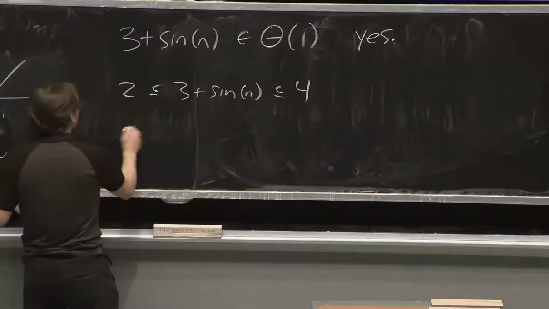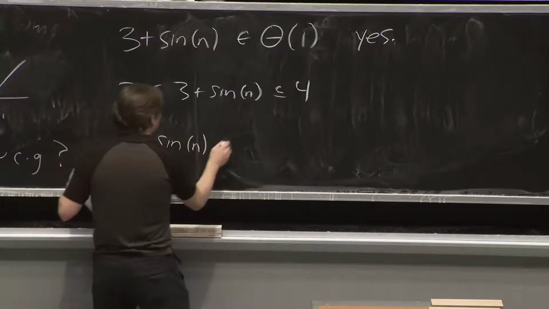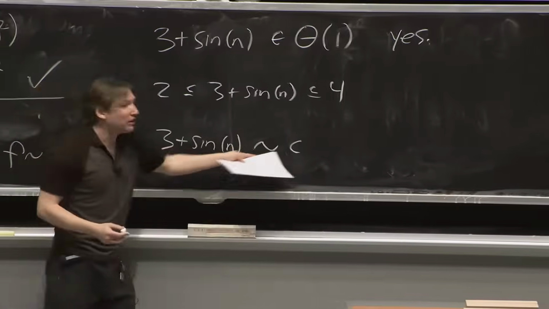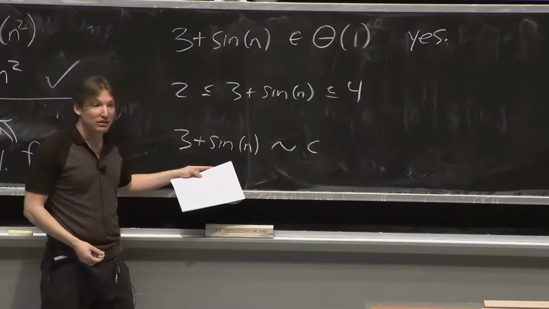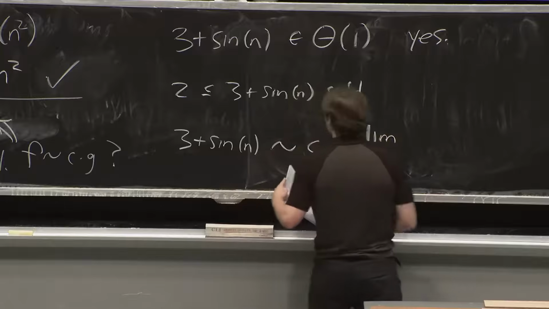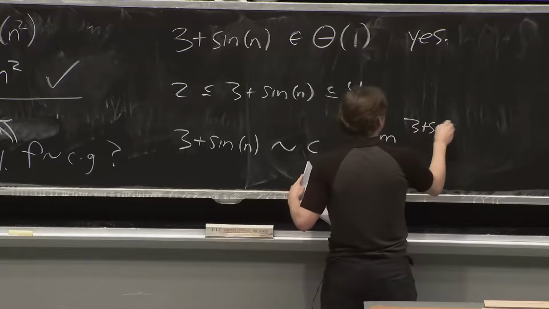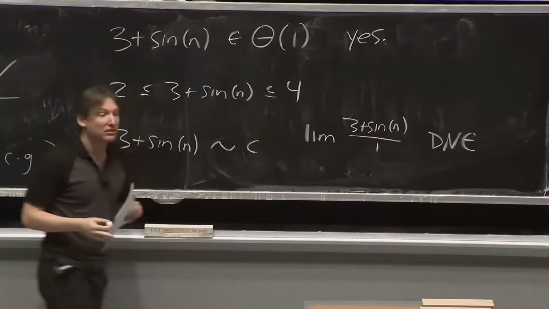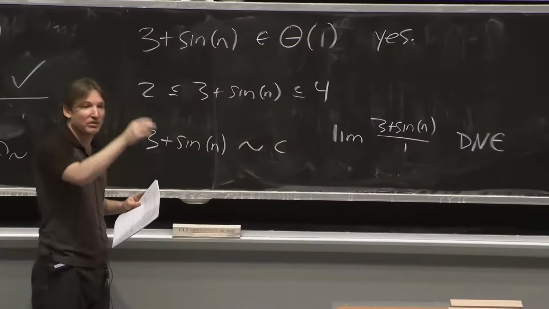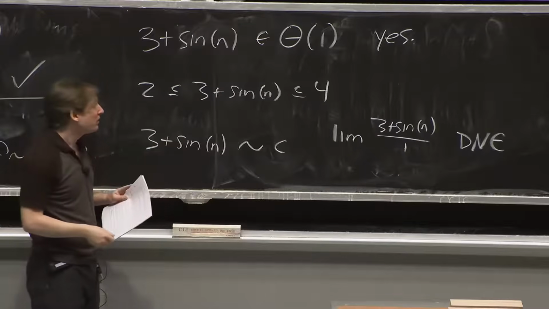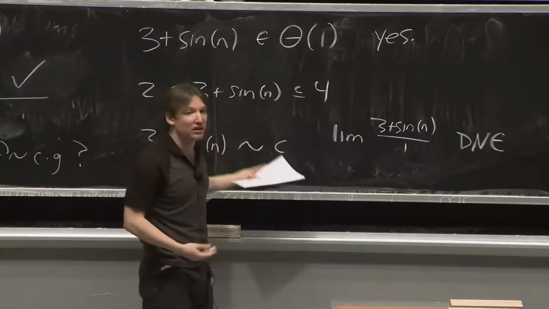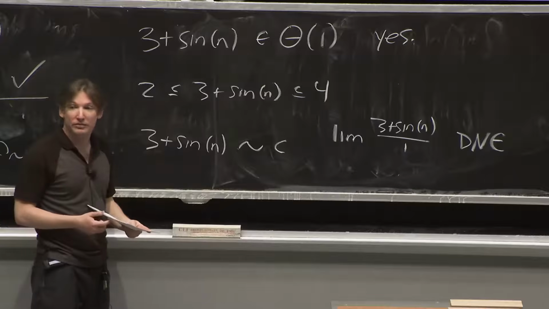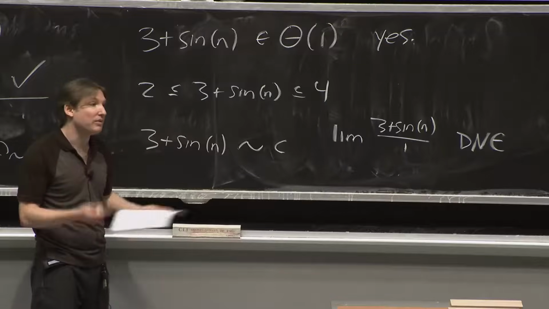However, you're never going to find a constant where 3 plus sine of n is asymptotically equivalent to that constant times 1, because that ratio isn't going to have a limit. This is an example where the limit of 3 plus sine of n over 1 does not exist. The function just keeps doing this forever and never settles down and picks a single value. So this is an example where the limit between them does not exist, but still they are big O of each other. In fact, in both directions.